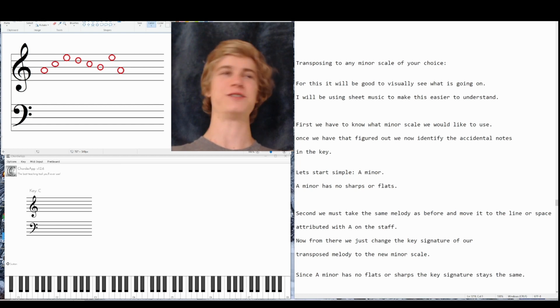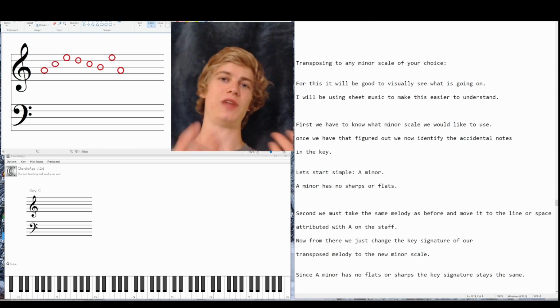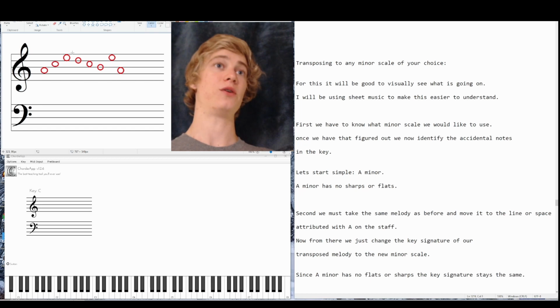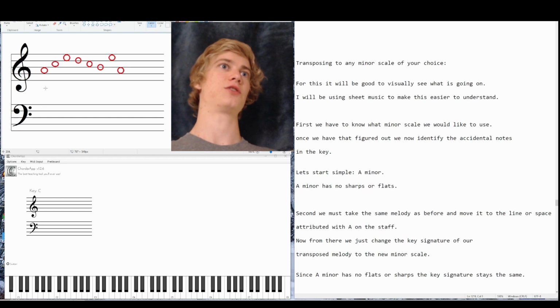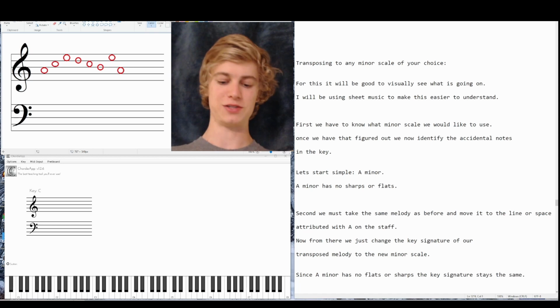Okay, so now as you can see, the melody is written in A minor, and as we talked about, A minor has no flats or no sharps. So when notating music, you would notate the key signature, and because A minor has no flats or no sharps, our key signature is telling us that this whole line of music has no flats and no sharps in it, because nowhere does it tell us that it does. So we have this melody in A minor now. Let's hear how it sounds.